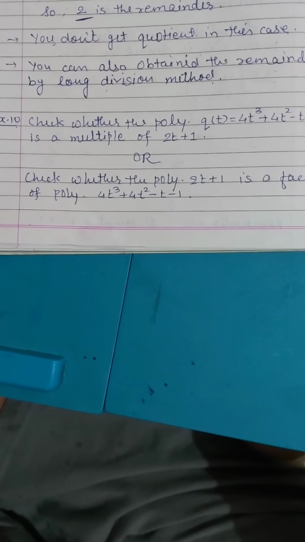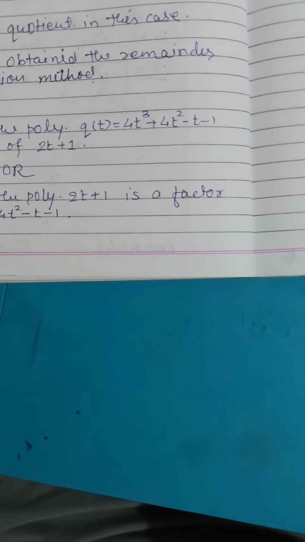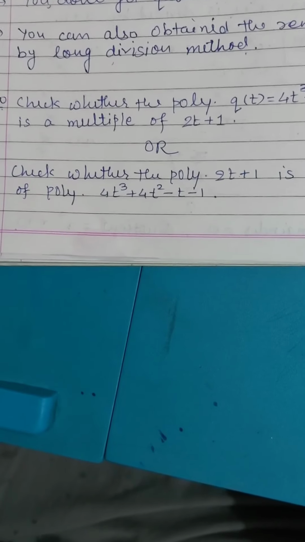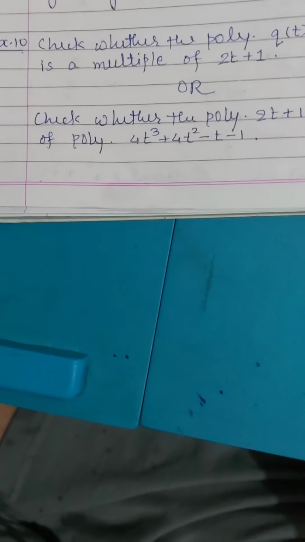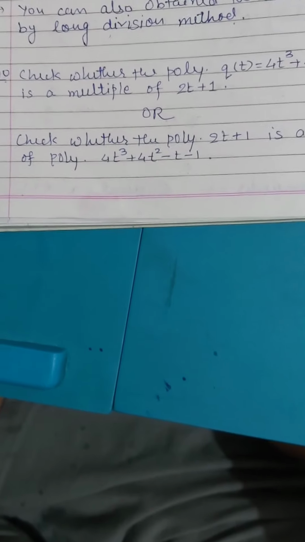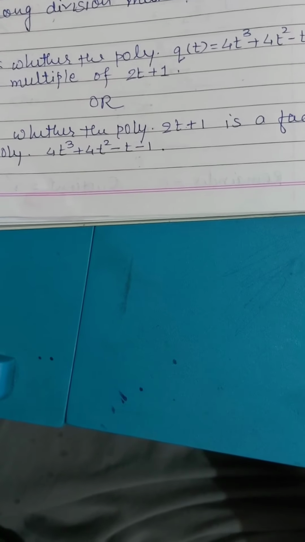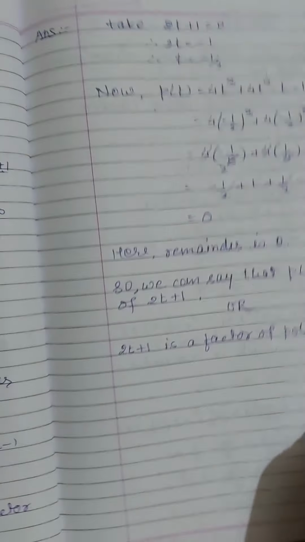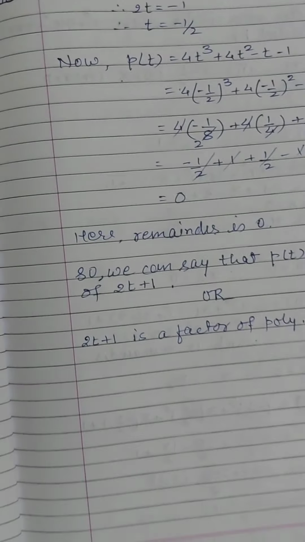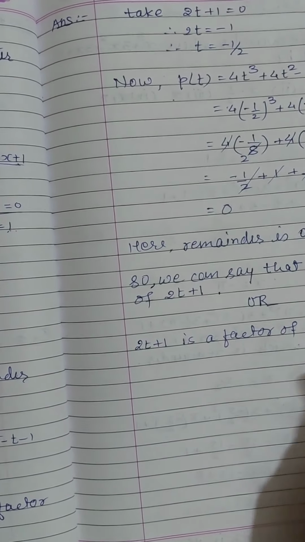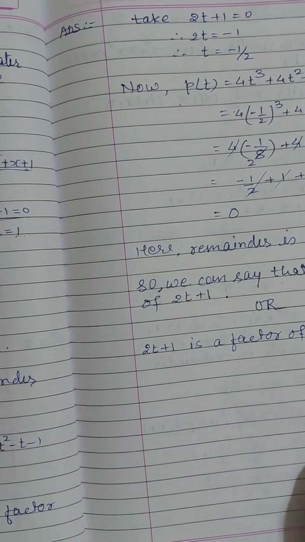Check whether the polynomial q(t), that is 4t cube plus 4t square minus t minus 1, is a multiple of 2t plus 1. Or the same question is given this way: check whether 2t plus 1 is a factor of the polynomial 4t cube plus 4t square minus t minus 1. Here both questions are the same, but the language is quite different. Okay, what we have to do, I will explain in this way.